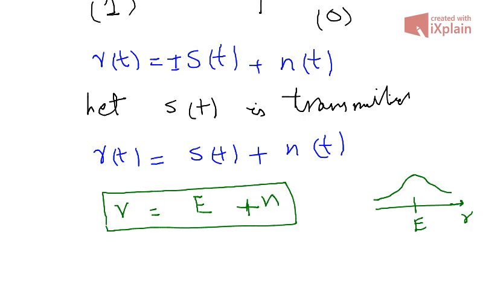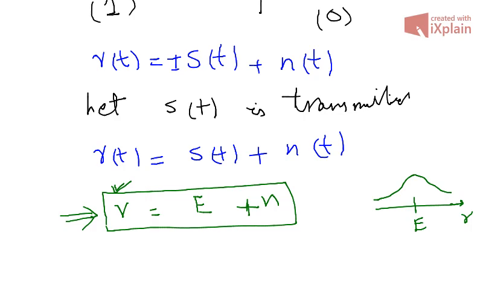We know that for r of t, the correlator receiver gives us this signal. This is actually the sample value which goes to the maximum likelihood detector, and based on this value of R, the detector decides whether s of t is transmitted or minus s of t is transmitted.